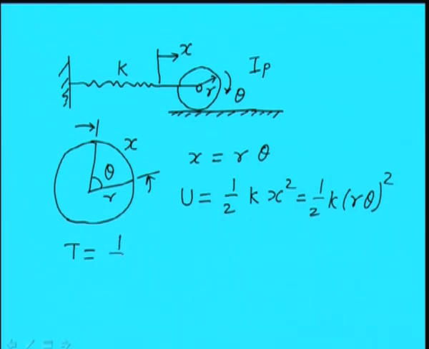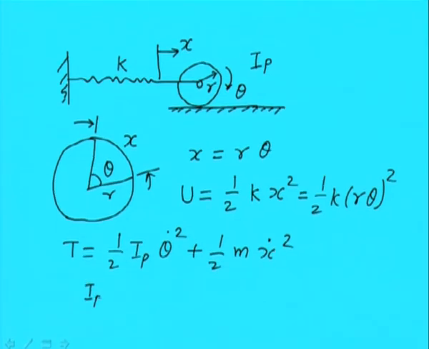So, let us say first, due to the rotation, this is the kinetic energy of rotation, plus due to the linear motion, this. So, this is the total kinetic energy, and for a cylinder, IP is given as half m r square. So, you will be using this. Also, we will be replacing x with r theta, so that all the energy quantities will be expressed in terms of theta.